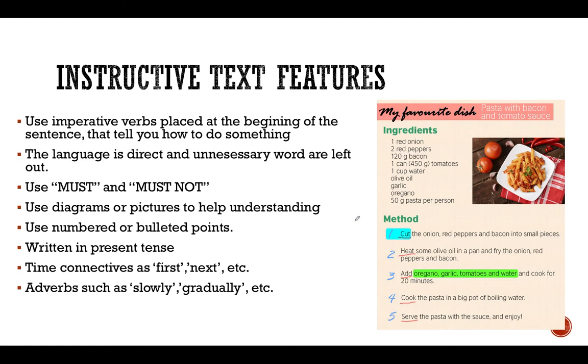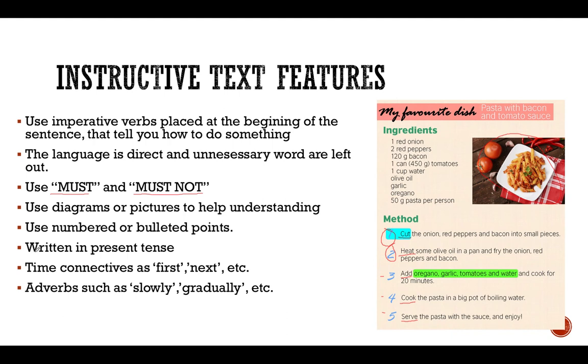Most of this kind of text use the expressions must and must not, giving you what you have to do or you don't. It's really important to know that instructive text use diagrams or pictures to help understanding. For example, a photograph or maybe a diagram. They use numbers or bullet points like this: 1 for the first instruction, 2 for the next step, 3, 4, 5.